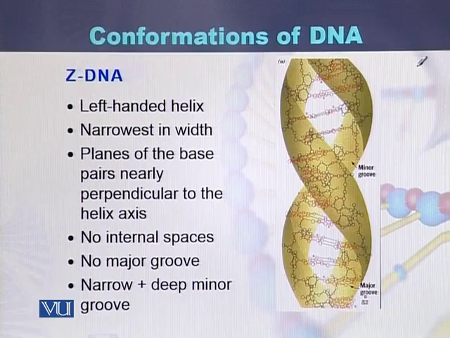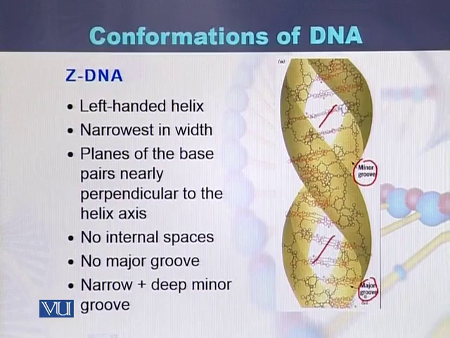In this diagram, we can see that the minor groove and the major groove are almost of equal size. So, it is usually considered that in the case of Z-type DNA, there is no major groove, as the minor groove and the major groove are almost of equal size.